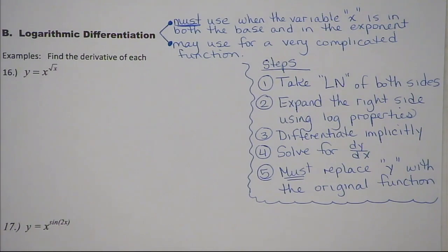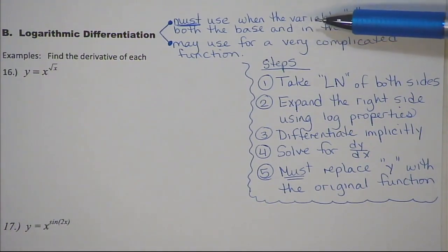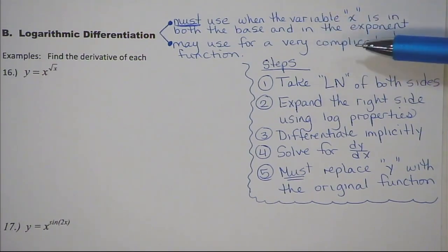You may use this, so you don't have to, for a very complicated function like number 13. Because if I ask you to take the derivative of number 13, you could do a quotient rule, and then when you take the derivative of the top, you would do a product rule. It would be very long, but you could do that. So you don't have to use logarithmic differentiation for number 13, but I am going to because I think it's easier. So I'm going to show you how to do that. So that's the 2 bullet points. Use it for sure when you have variables in both the base and the exponent. You don't have to, but try it when you have a complicated problem.